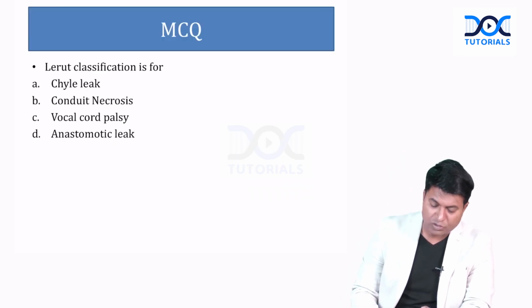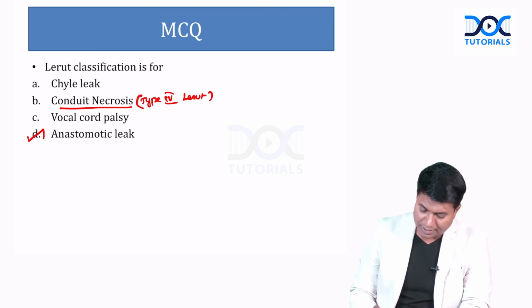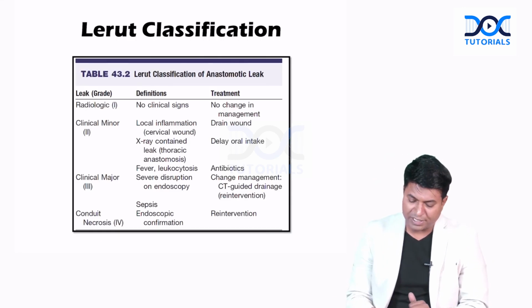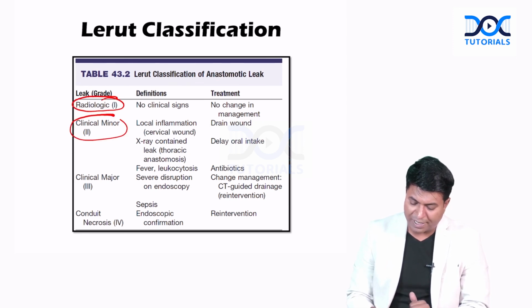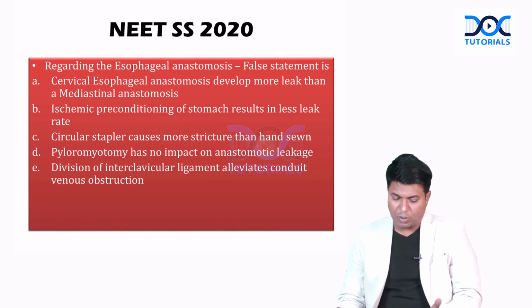Leroot classification is for anastomotic leak. Conduit necrosis is type 4 Leroot. Please remember, it is type 4 Leroot. Okay, it is anastomotic leak. So this is the Leroot classification: 1 is radiological, 2 is minor, 3 is major, 4 is conduit necrosis. So now answer this question.